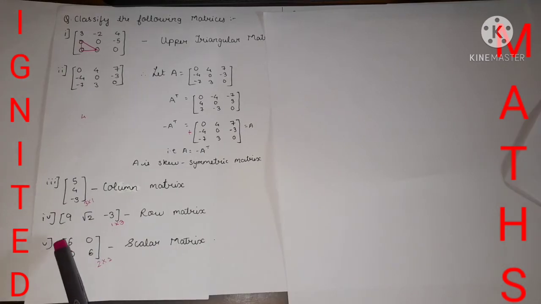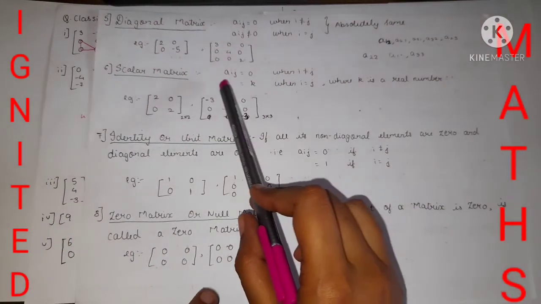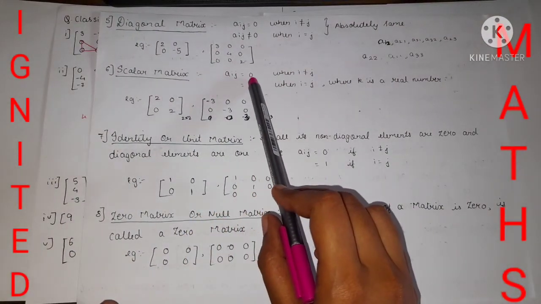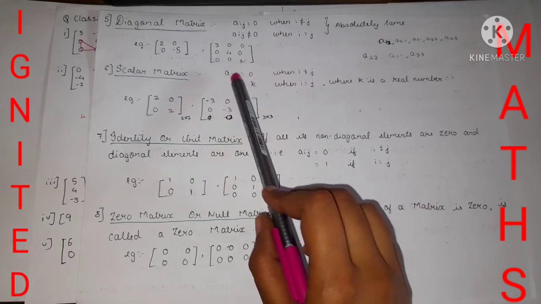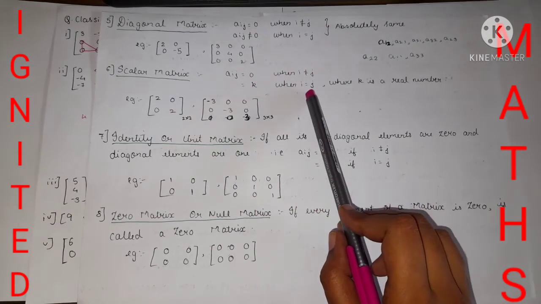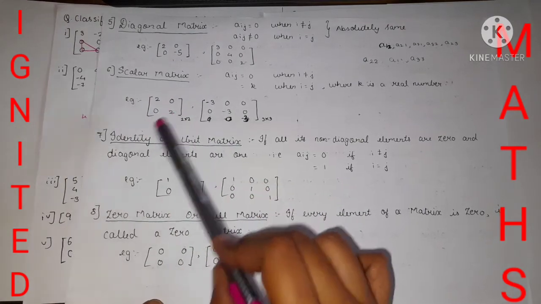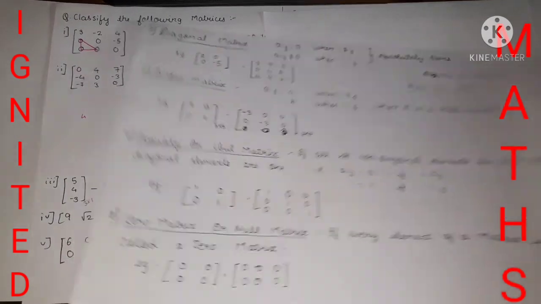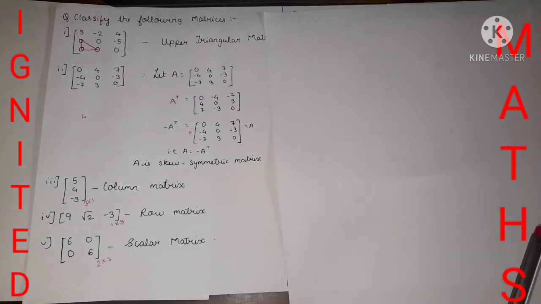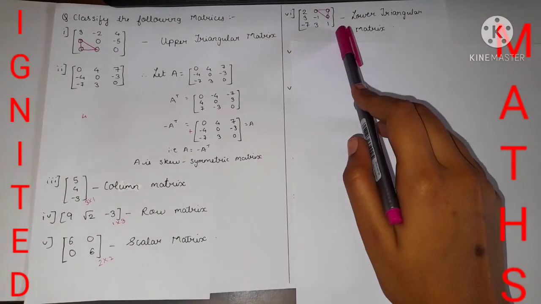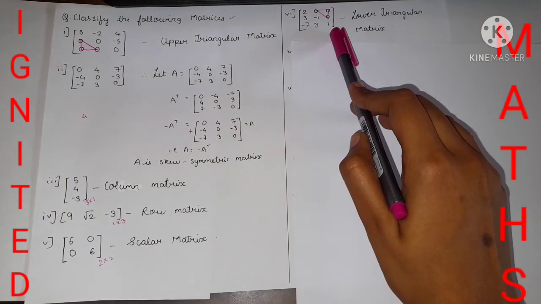Now we know that if the A11 element and A22 element, that is the diagonal elements, contain the same term and all the rest of the elements are 0, then it is called a scalar matrix. By the property, you can see over here, a ij is equal to 0 when i is not equal to j, and a ij is equal to k when i is equal to j. The example is also given here. The same type is applied to the fifth example, and it is called a scalar matrix. The sixth example is of order 3, and we need to classify the matrix.